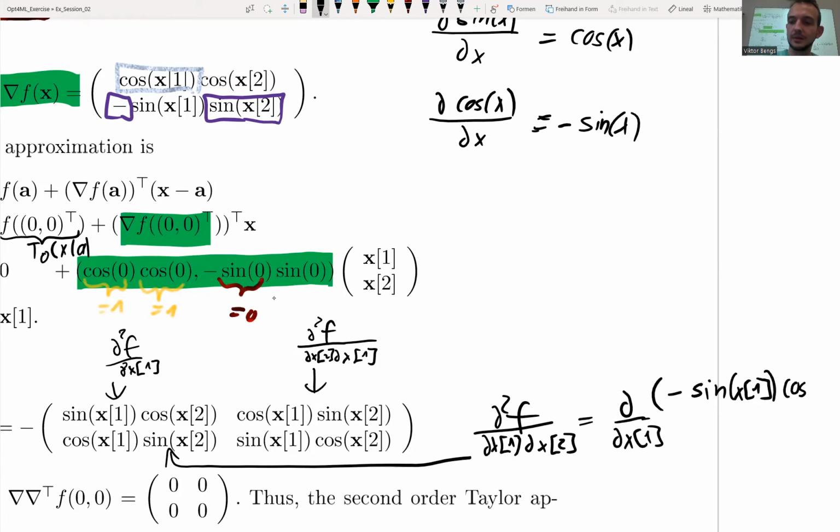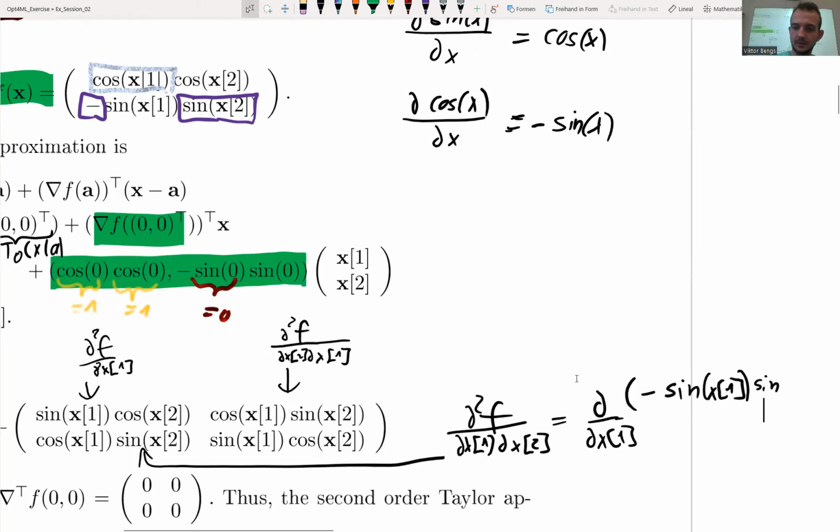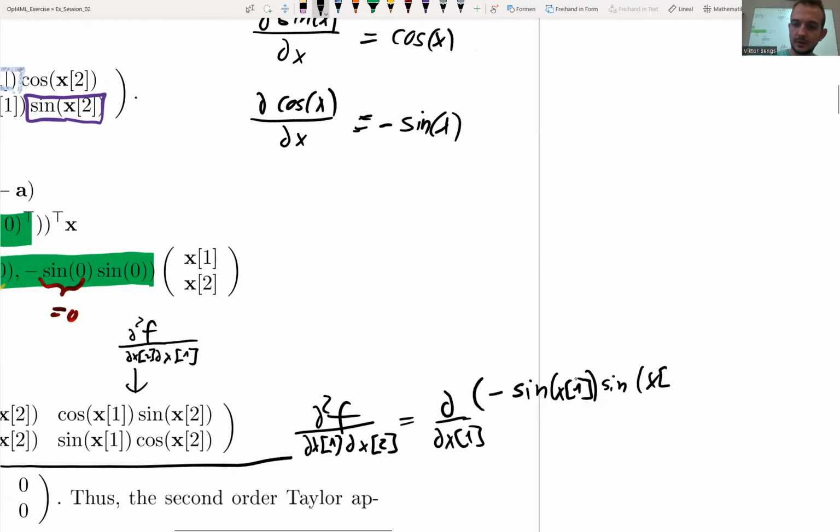x1 cosine, sorry, this is not sine, is it right? Sine x2. Yeah. And now you differentiate it with respect to x1, and what is constant here is exactly this, so minus sine x2. This is simply a constant.